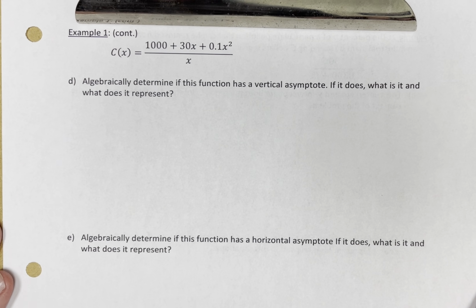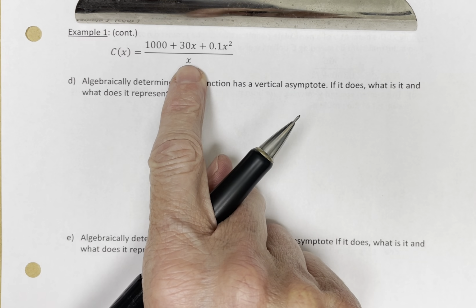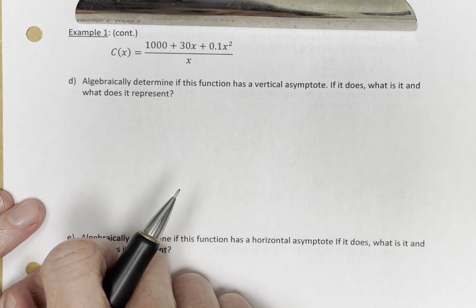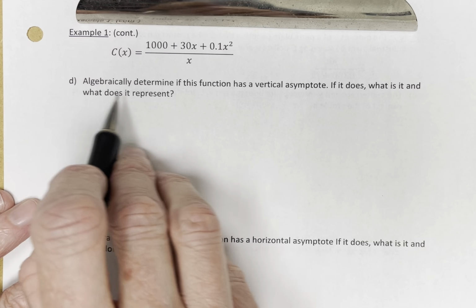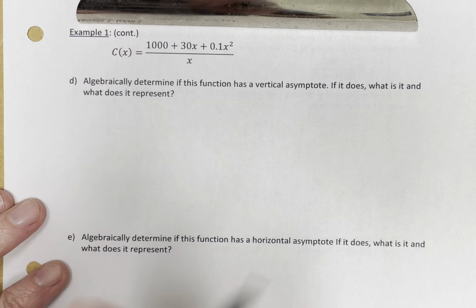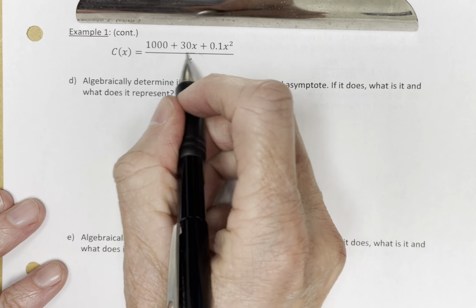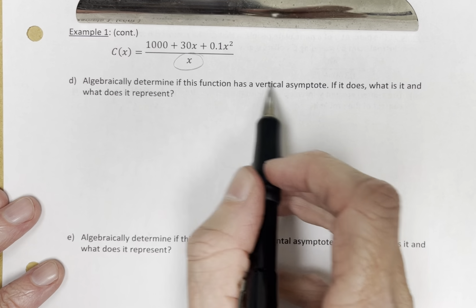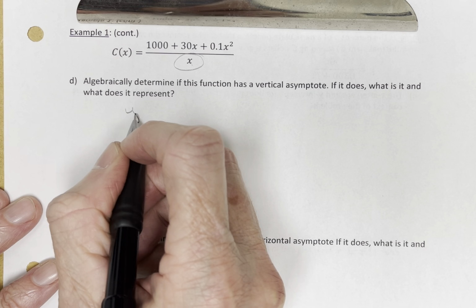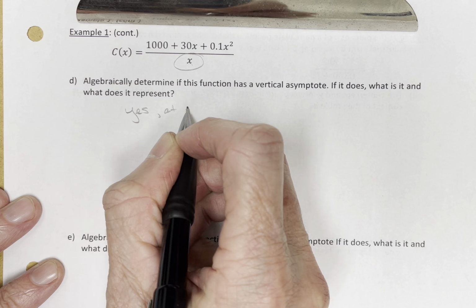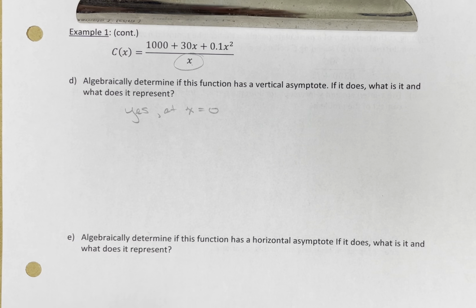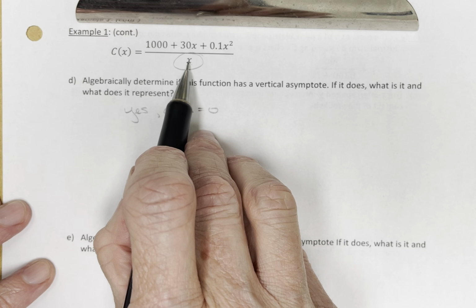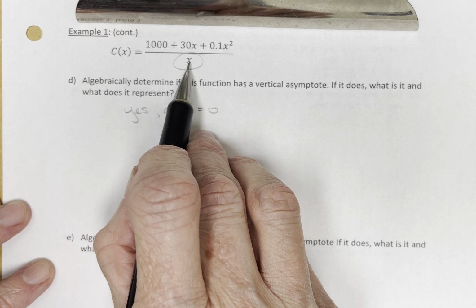Okay, so I copied over the equation for you. Algebraically, determine if this function has a vertical asymptote. If it does, what is it and what does it represent? The vertical asymptote, as you remember, is zeros in the denominator. Determine if it has a vertical asymptote. Yes, at x equals 0. What does that mean? Well, x equals 0 is 0 TV sets.